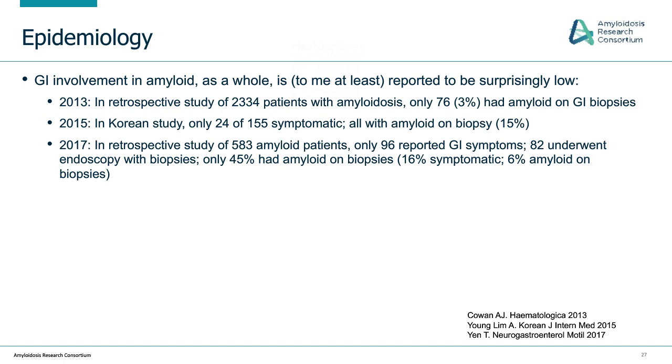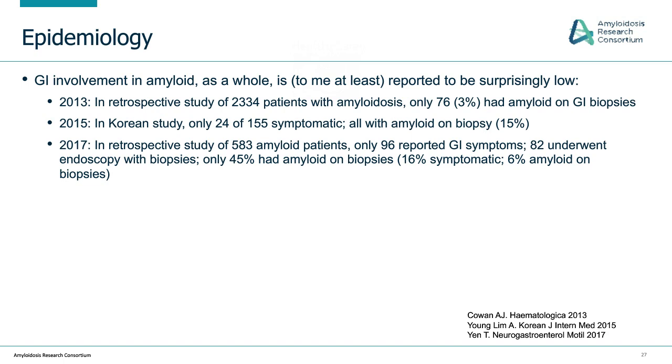And of the 3 biggest studies that have looked at this question, the first one in 2013 looked at over 2,000 patients, most of whom had AL, and reported that only 3% of them actually had biopsy confirmation of amyloid from the GI tract. Now, to be fair, not all of those were sent towards endoscopy and colonoscopy, and those that were sent, not all of them got biopsies from every area. So that's probably an underrepresentation, but still 3% is awfully low.